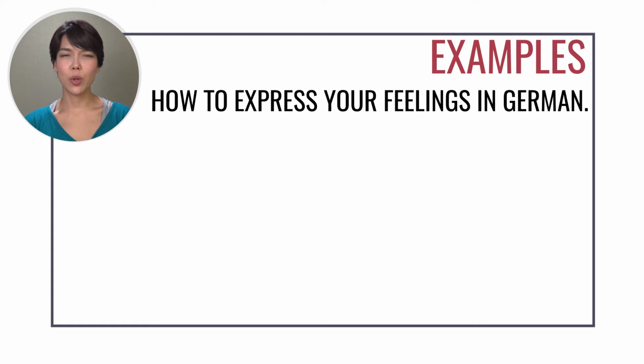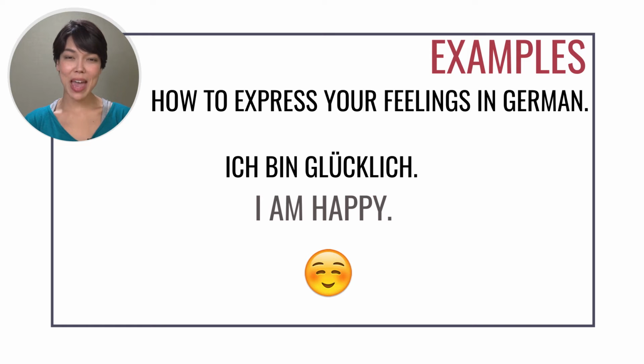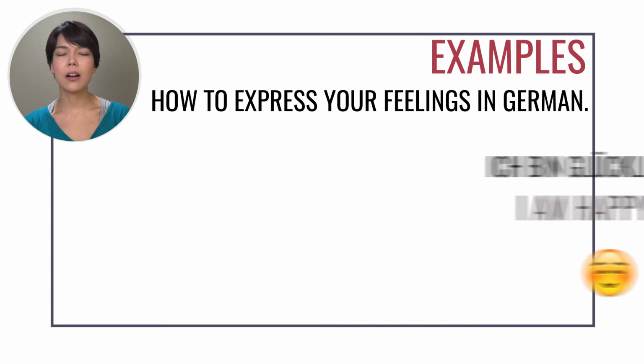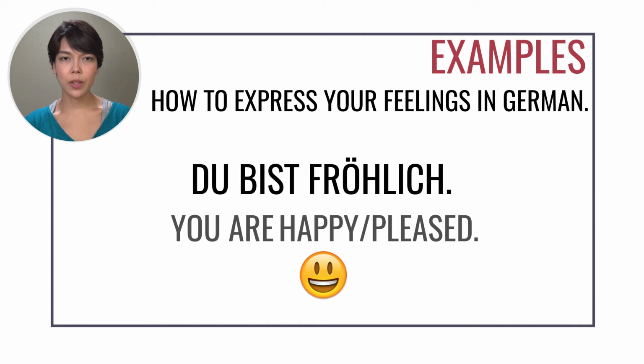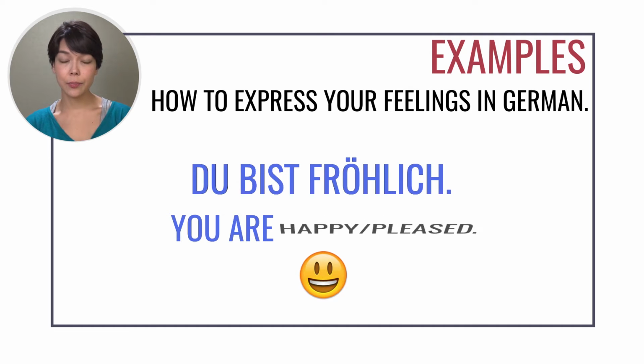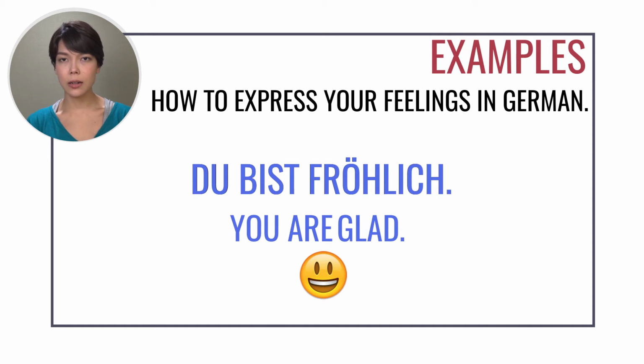Let's start on a positive note. Ich bin glücklich. I am happy. Here we have the word ich meaning I, followed by the conjugated form of the verb sein, to be, and the adjective glücklich, happy. So altogether it means I am happy. Some examples are Du bist fröhlich. You are happy, pleased. Here we have the word du, meaning you, followed by bist, a conjugated form of the verb sein, to be, and the adjective fröhlich, glad. So altogether it means you are glad.